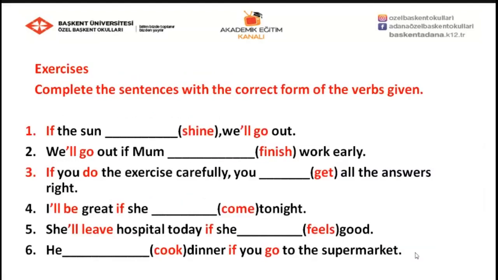On this page, you're going to do an exercise. You just need to complete the sentences with the correct form of the verbs given. As you can see here, there are a total of 6 questions. You just need to complete these sentences with the correct form of the verbs given.